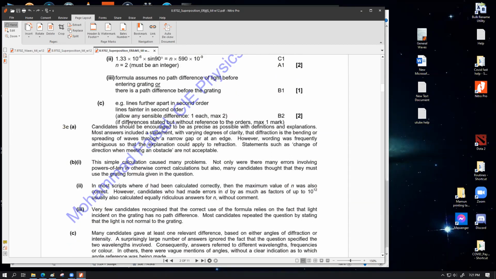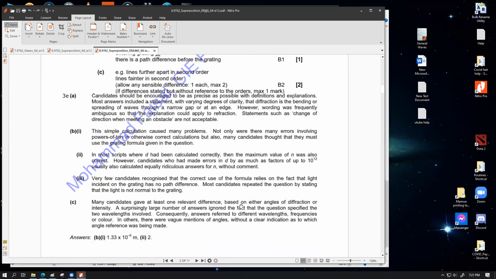So let's have a look at the examiner's report. This is part C. Many candidates gave at least one relevant difference based on either the angles of diffraction or intensity. A surprisingly large number of answers ignored the fact that the question specified the two wavelengths involved. Consequently, answers referred to two different wavelengths, frequencies or colors. In others, there were vague mentions of angles without a clear indication as to which angle was being referred to. So if you only write that the angle is bigger, you're not going to get the mark. You have to specify that in the second order the angle between the two bright fringes is bigger compared to the first order. You have to specify which one you are referring to whenever you're writing your answer. That's what they are implying here.